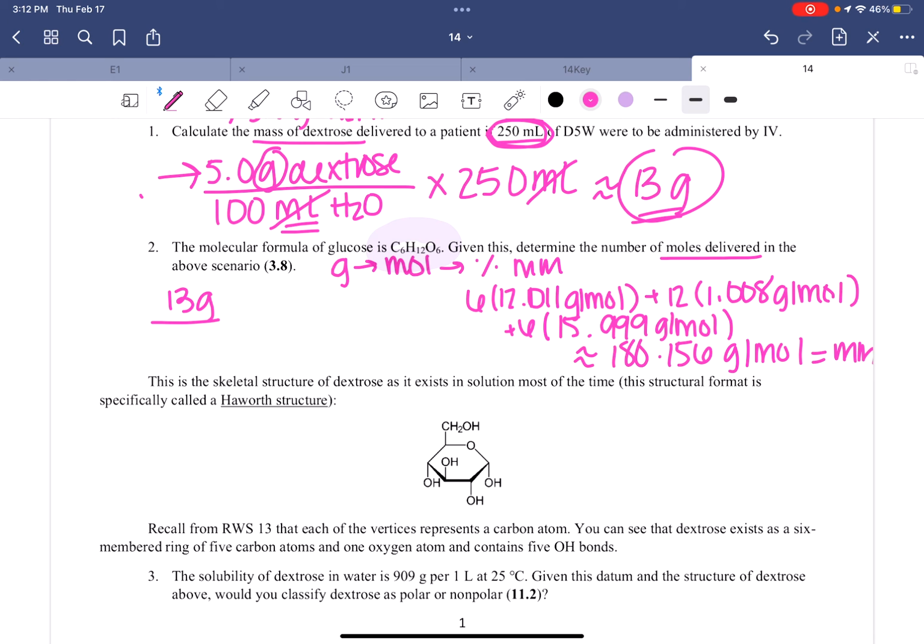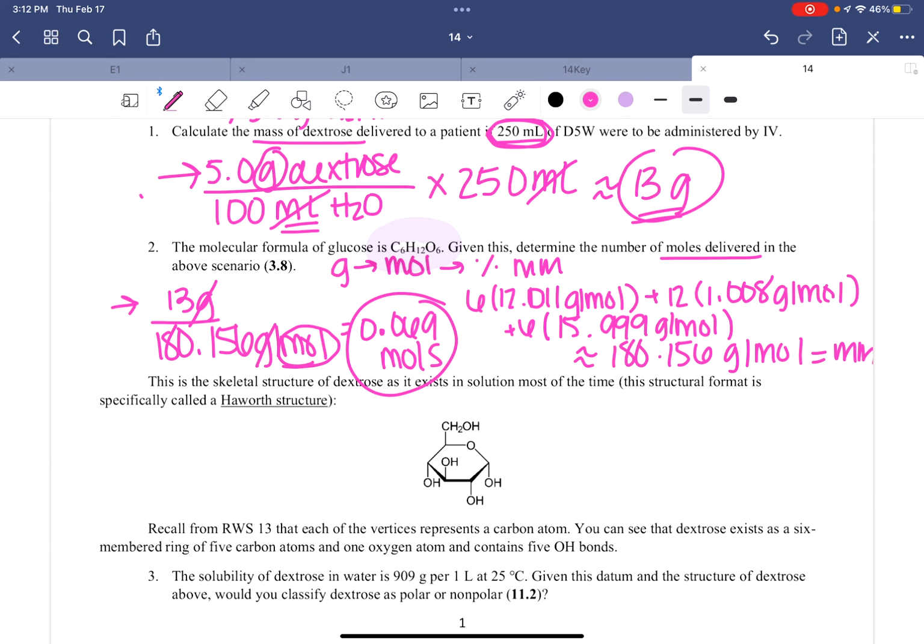So we're going to go back to our mass over here on the left where we have 13 grams. We're going to divide by that molar mass that we just calculated. And because we divided, we can cancel out these grams, and this is on the bottom of the fraction in the bottom of another fraction, so that brings it up to the top, and we're left with 0.069 moles as our answer for number 2.